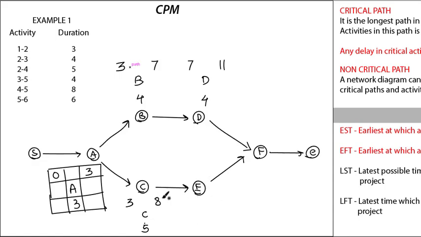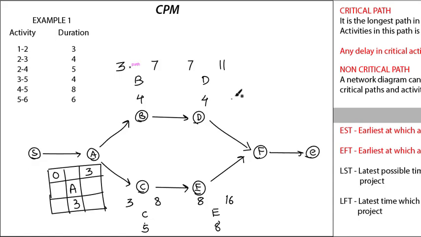E will start when C ends, that is 8. Here we have the activity name, duration is 8. Am I right? A B C D E 8. So 8 plus 8 gives me 16. Similarly for F, we have 16 and 11. The bigger number is 16.